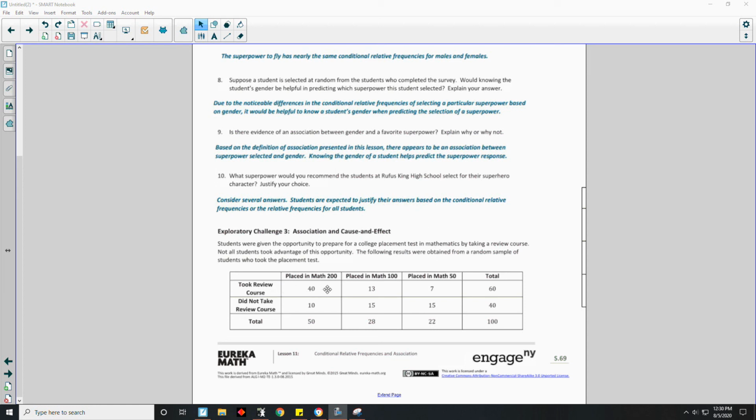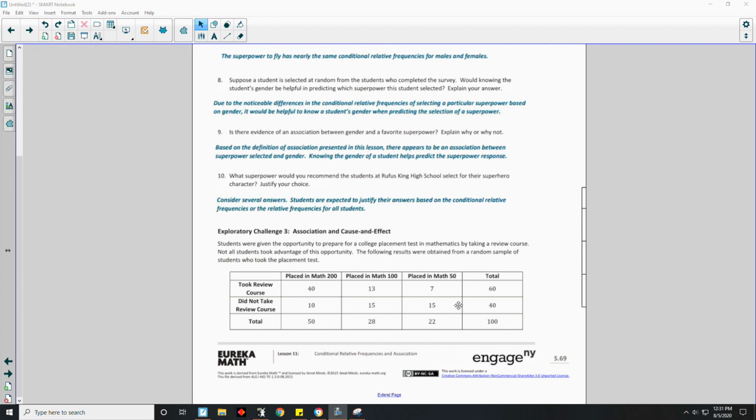students who took the review course, placed in Math 200 were 40 people, placed in Math 100 were 13, and placed in Math 50 were 7, totaling 60 students who took the course, 40 who did not. And the ones who did not take the course, 10 were put in Math 200, 15 were put in Math 100, and 15 were put in Math 50.